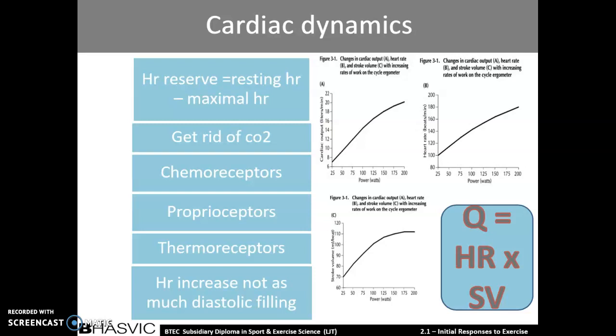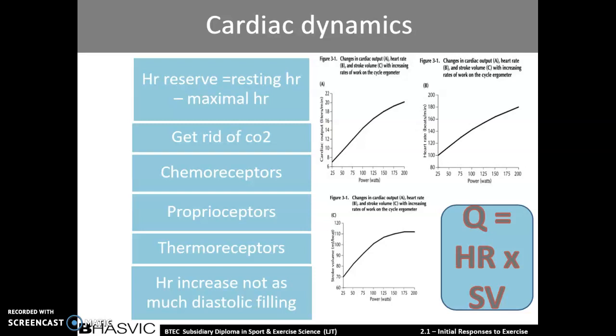There are 3 types of receptors: chemoreceptors, proprioceptors, and thermoreceptors. They monitor different things going on around us and within us. They also monitor the chemical changes in the blood, and this information is then sent back to the cardiac control center, and then they send out a signal of what to do with this information.